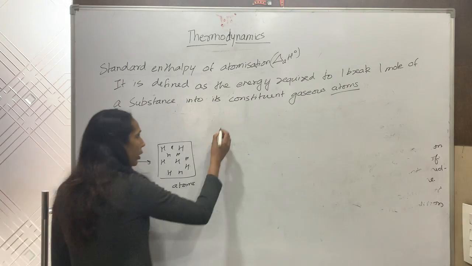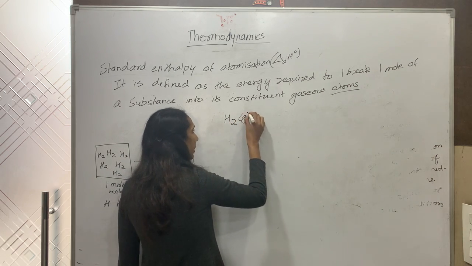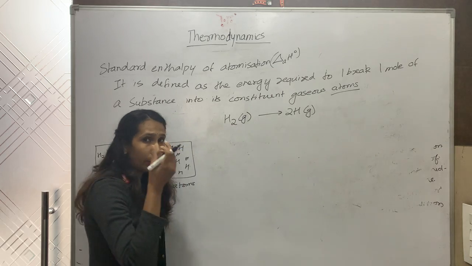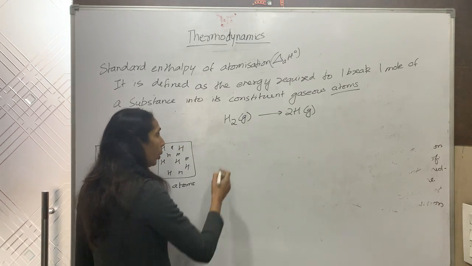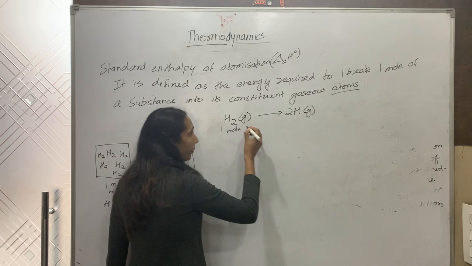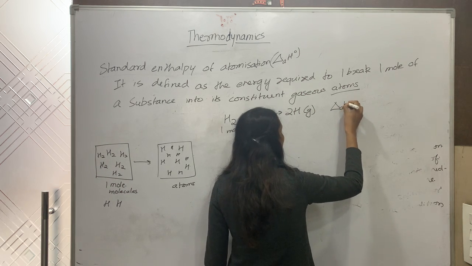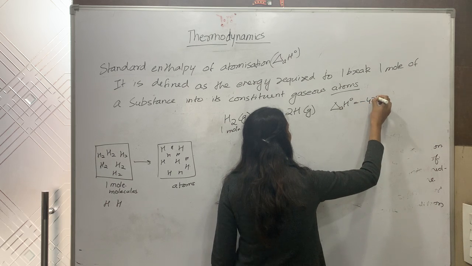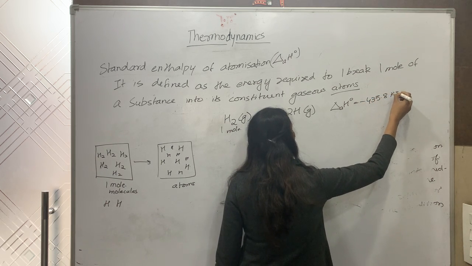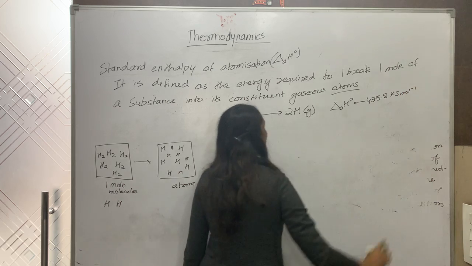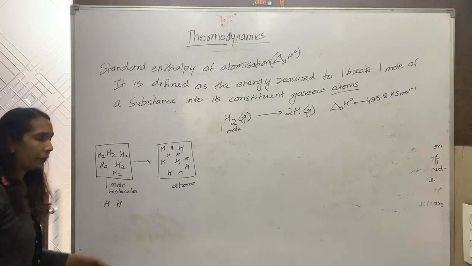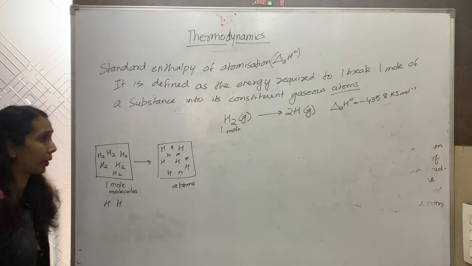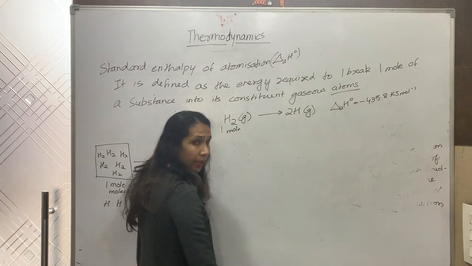So I can write the equation like this. H2 gas is changing into 2H gas. Molecule has separated. And here when I don't write anything, it means 1 mole. And enthalpy of atomization standard is 435.8 kilojoules per mole. Because 1 mole of a substance has to be broken into the constituent gaseous atoms. So remember here, atoms, gas I have written.